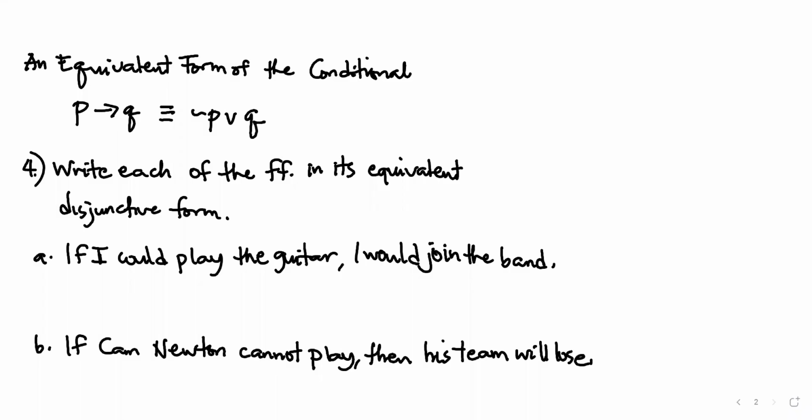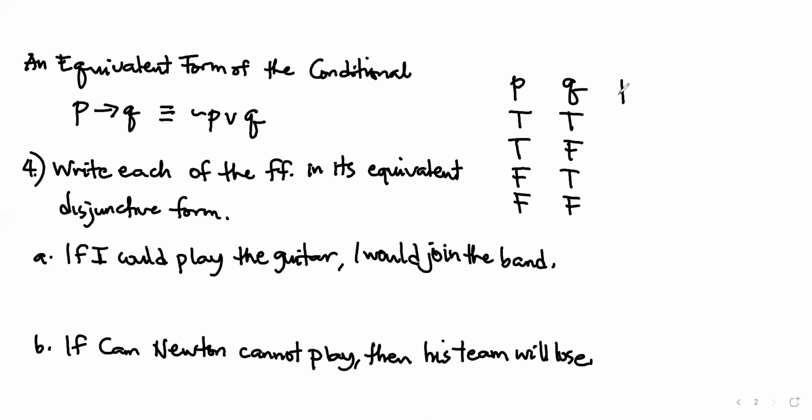For an equivalent form of the conditional, P implies Q is equivalent to not P or Q. When we say equivalence, two statements are equivalent if the truth values of P implies Q are the same as the truth values of not P or Q. If we want to prove that using a truth table, we have two statements, P and Q. So let's construct the table: true, true, false, false, true, false, true, false.